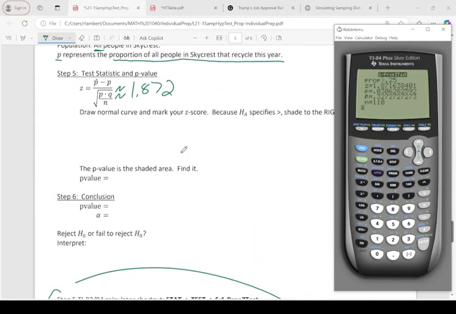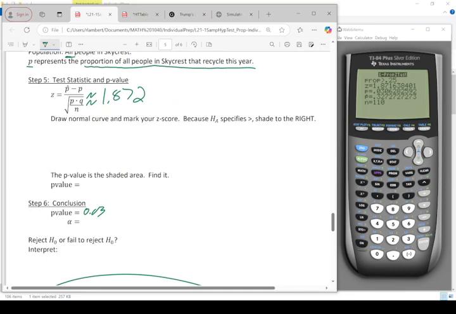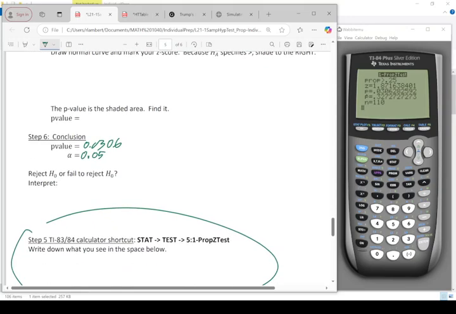That's our z statistic. And then the 0.0306 is our p-value. And the test of significance was at the 5%. So what do we do here? Which one is the p-value smaller? That'll be this. If the p-value is bigger, it'd be this. So this is actually smaller.